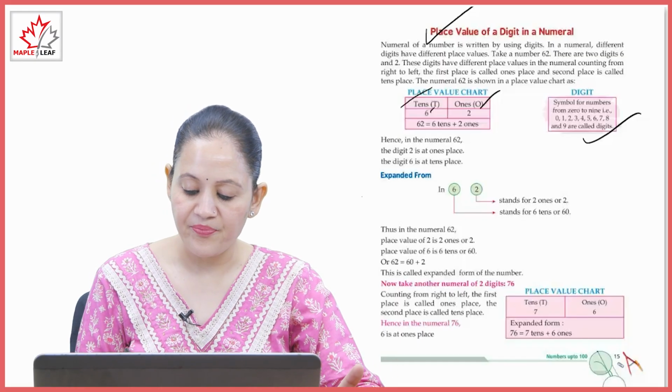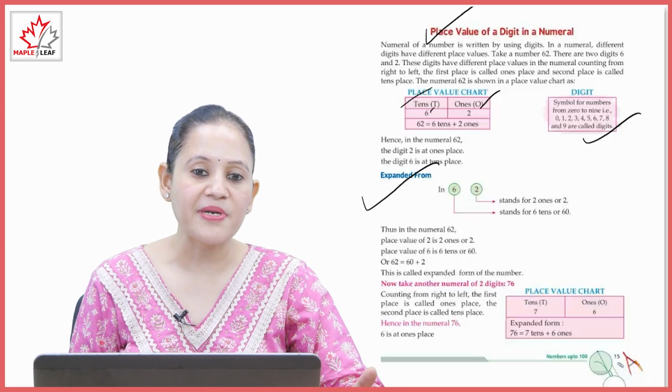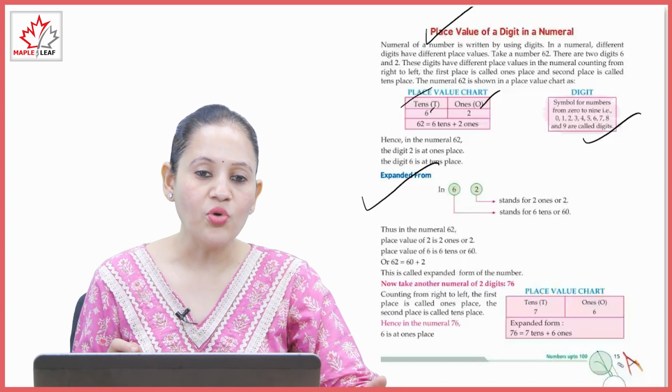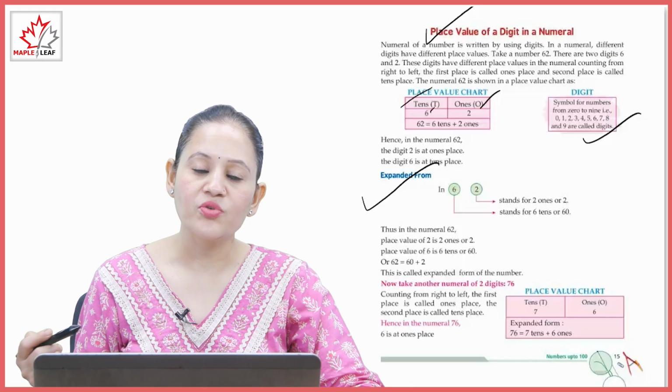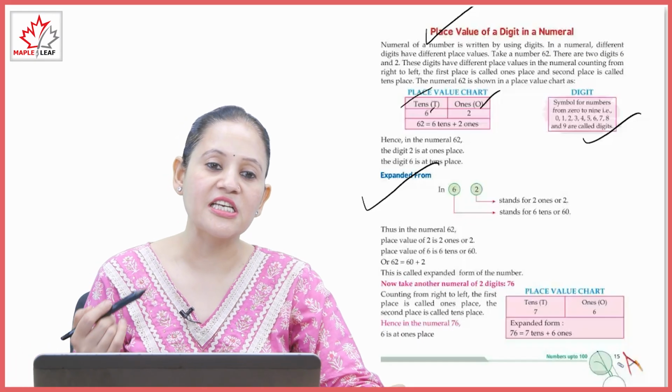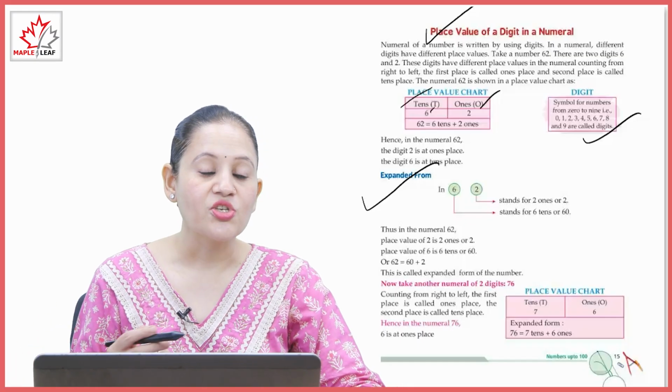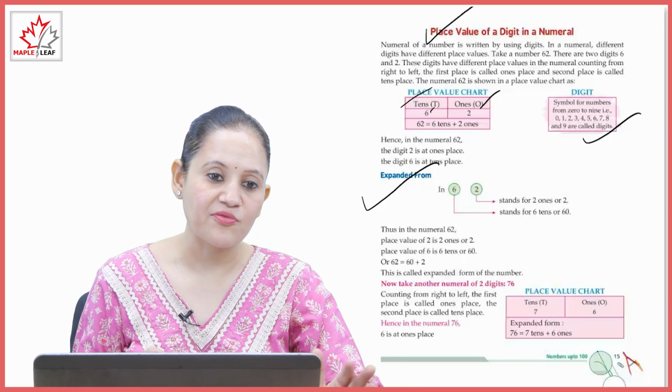Next is expanded form. So if we look at the expanded form of 62, 2 is at ones place. So what will its place value be? 6 is at tens place, so the place value will be 60. So 60 plus 2 is the expanded form. Clear?